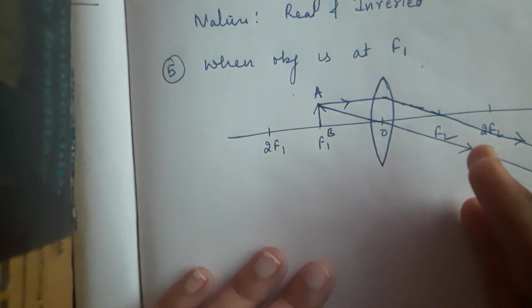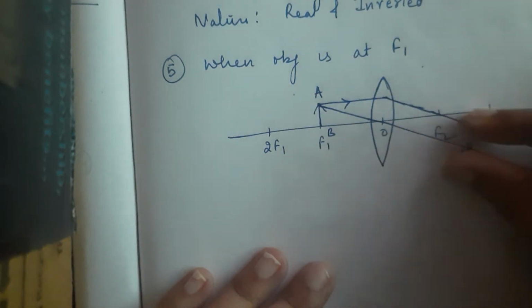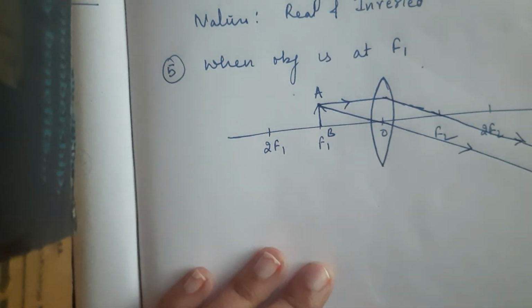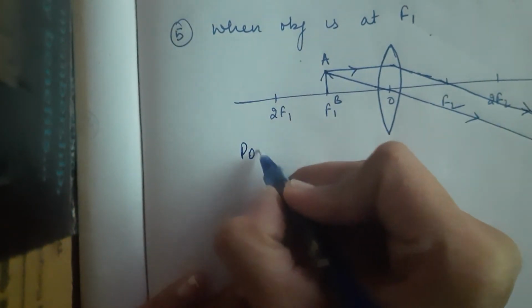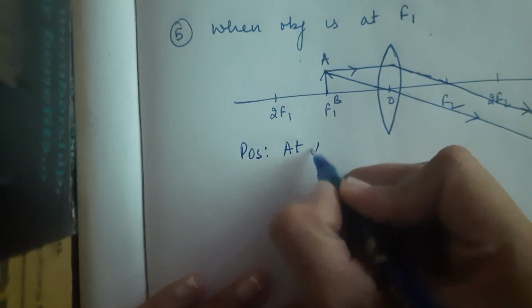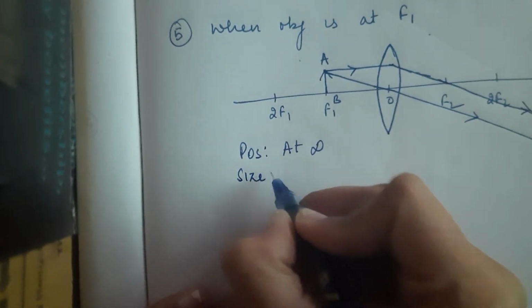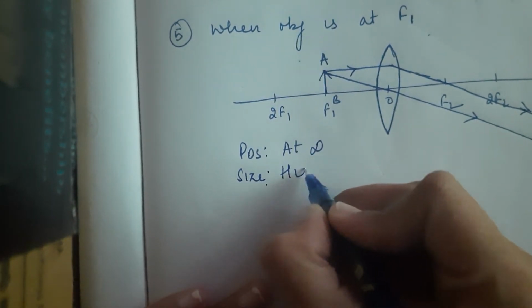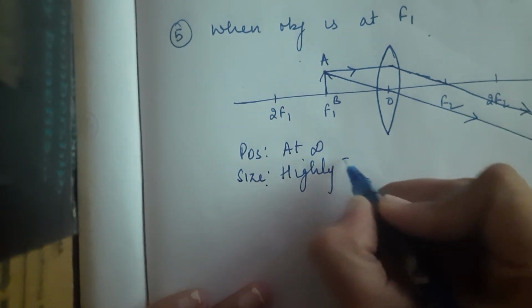तो वही सेम लॉजिक अप्लाई करेंगे. क्योंकि लाइट रेज पैरेलल जा रही हैं तो इसका मतलब है वो कहां मिल रही हैं जाके? इन्फिनिटी पे. So the position of the image is at infinity. What will be the size? The size will be highly enlarged, very, very enlarged.